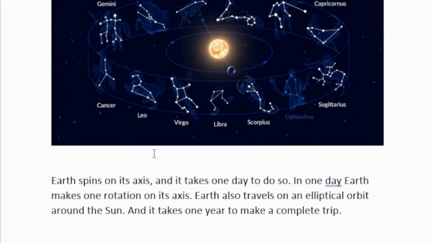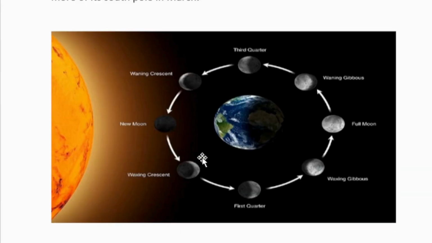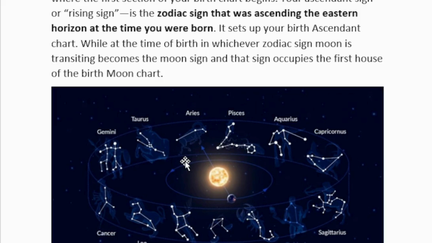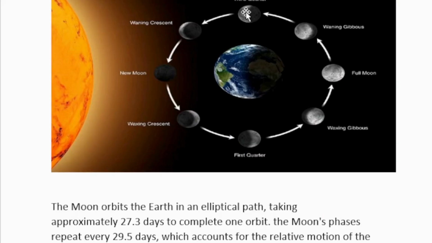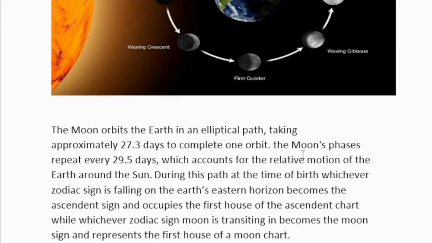So here's the difference between the two. With the ascendant chart, it depends on whichever zodiac sign is falling on the eastern horizon of the earth at the time of birth; that sign becomes the ascendant sign. And with the moon chart, whichever zodiac sign the moon is transiting at the time of birth of a person, that sign becomes the first house. I hope this is clear to you now.